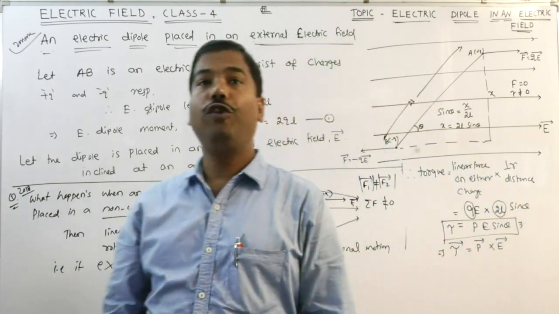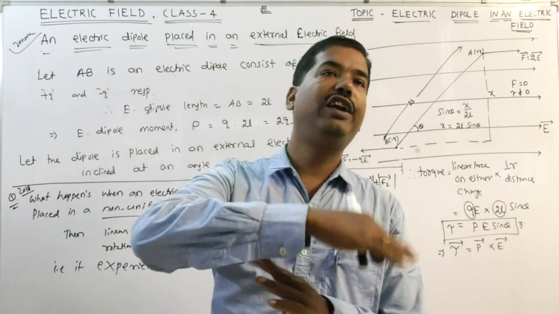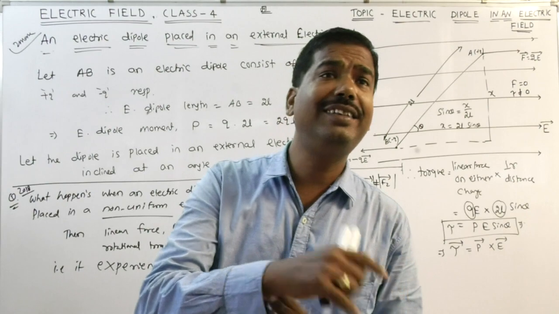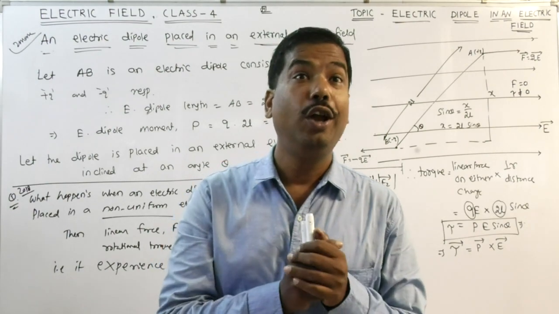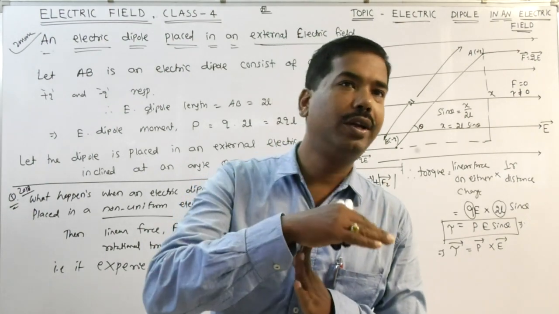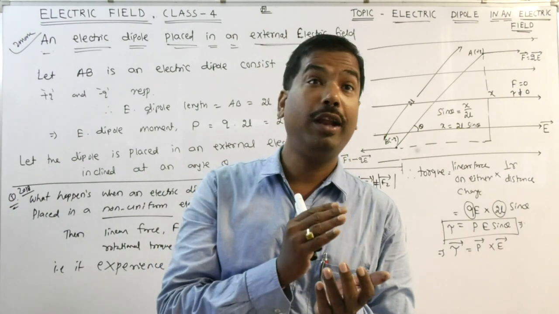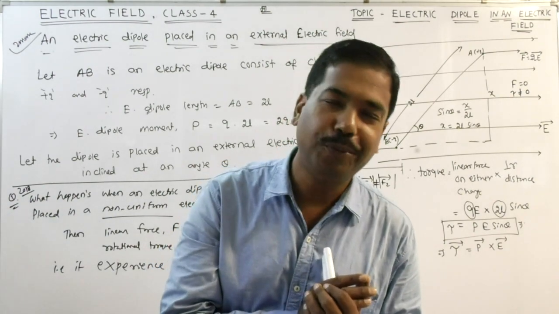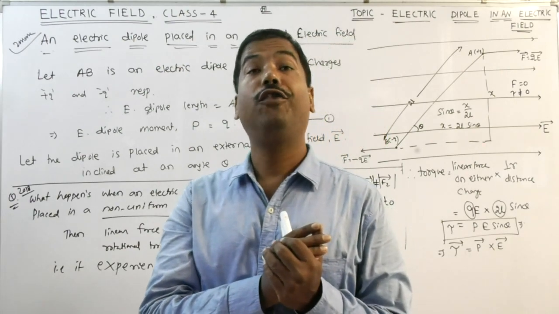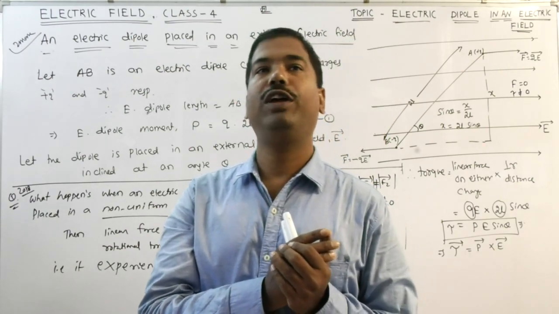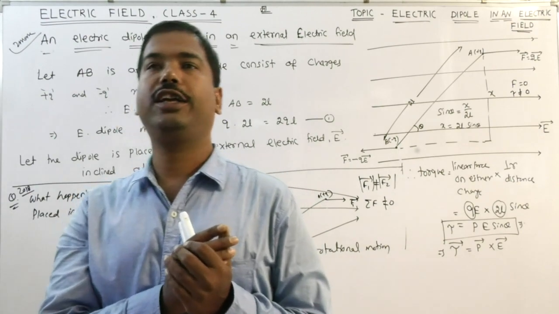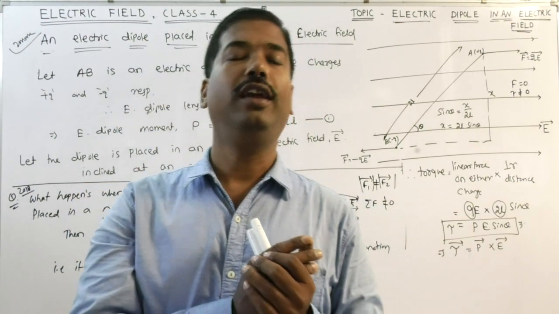But listen to me, when the dipole deflects, there is a change in its angular displacement. It means when the dipole rotates or deflects, there is a change in angular displacement. Hence some work is done, and that is called work done by an electric dipole when placed in an external electric field, and that is called the potential energy of an electric dipole.